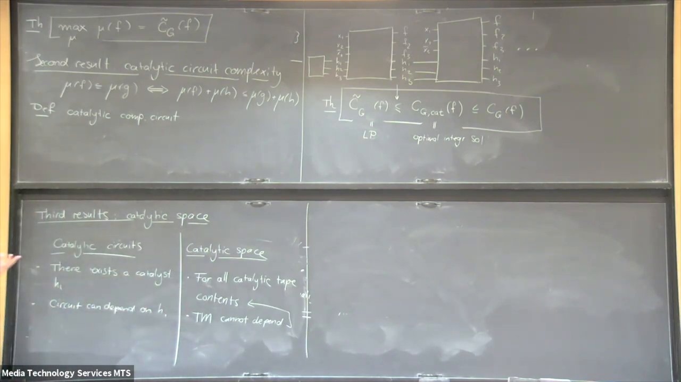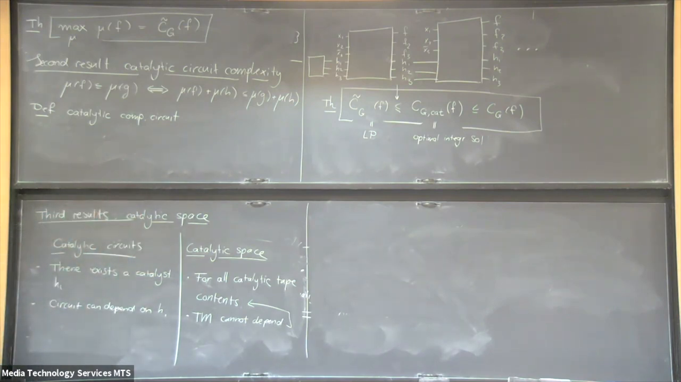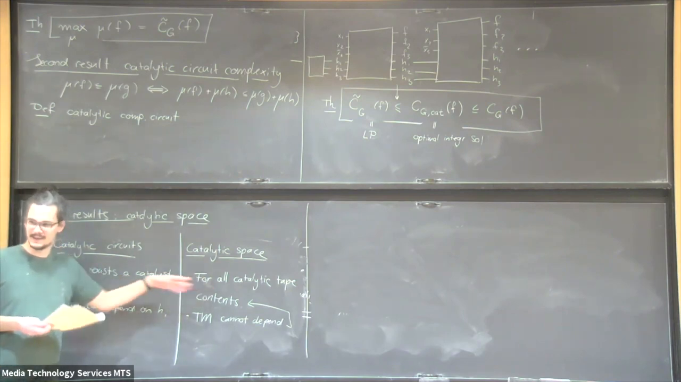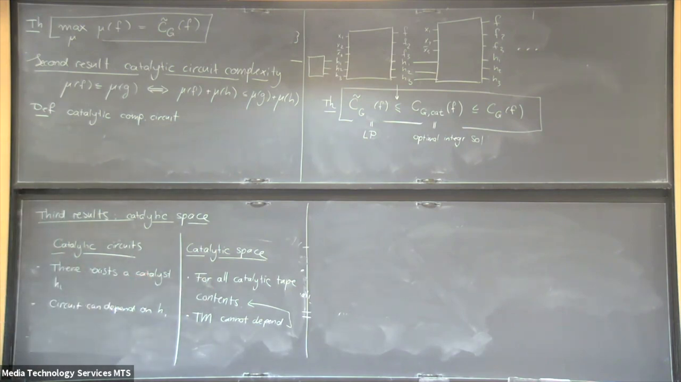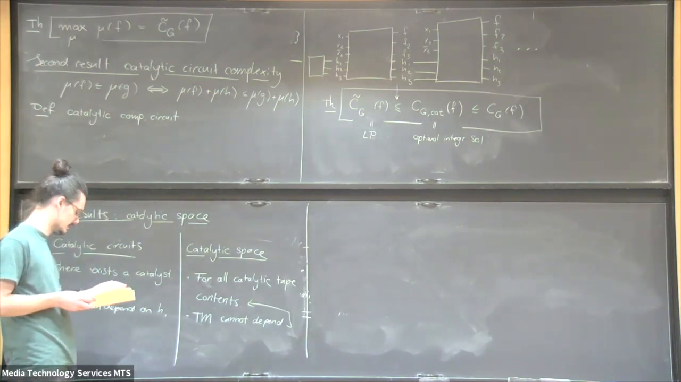Maybe we can think of catalytic space as a catalytic circuit, but it's a different kind of model, precisely because of the exists versus for all difference. At least that's one difference. But even though this looks very different, we can still translate some results that we proved using our duality to catalytic space. I want to talk a little bit about that in the last 15 minutes.